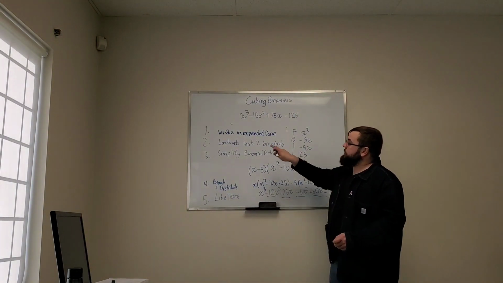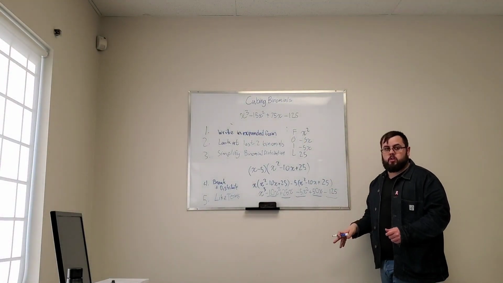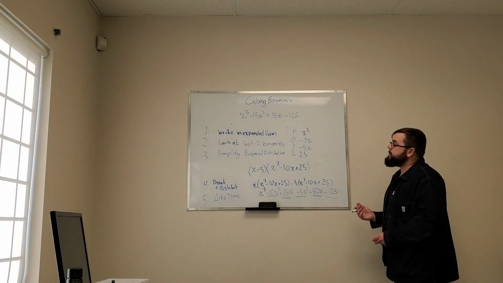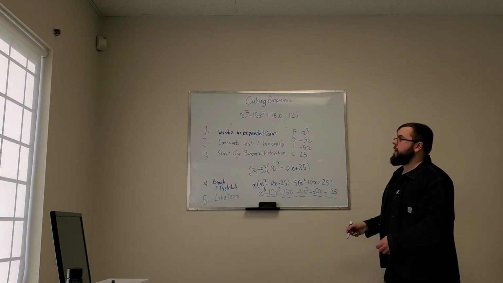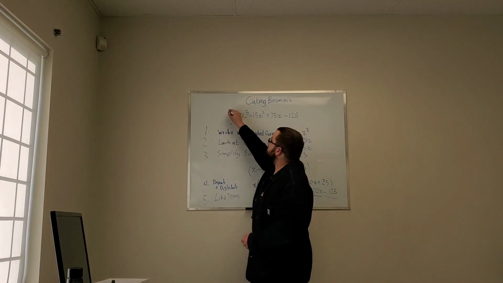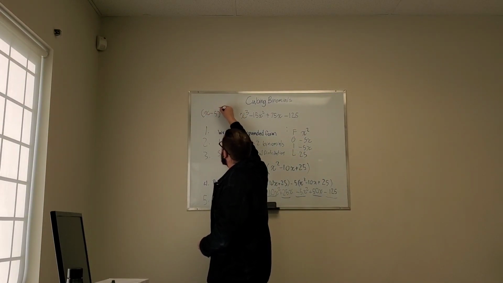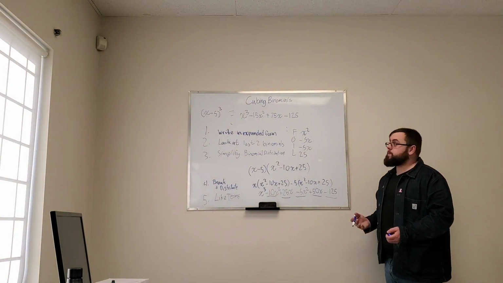What you'll notice is that the very first and last terms will not have any like terms, but then the inside terms will. So that's common. Again, x cubed minus 15x squared plus 75x minus 125 is the answer to x minus 5 all cubed. All right, lots of steps.